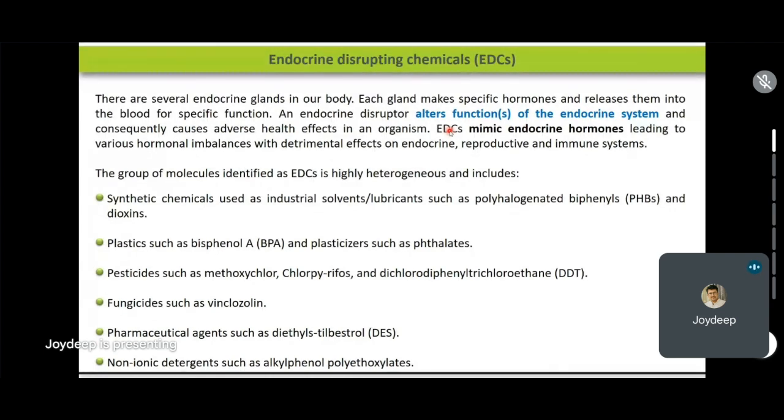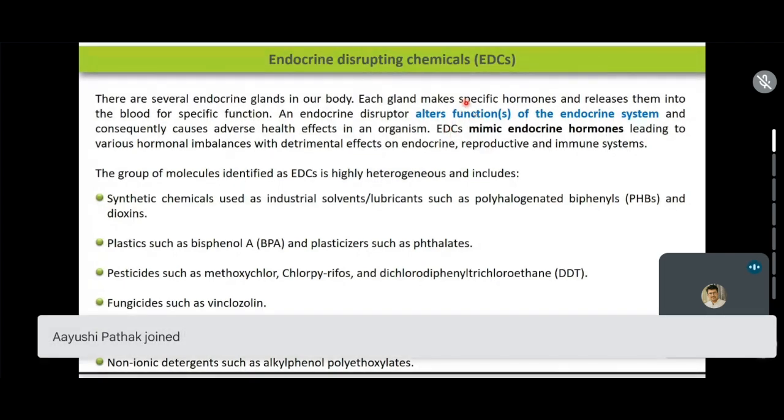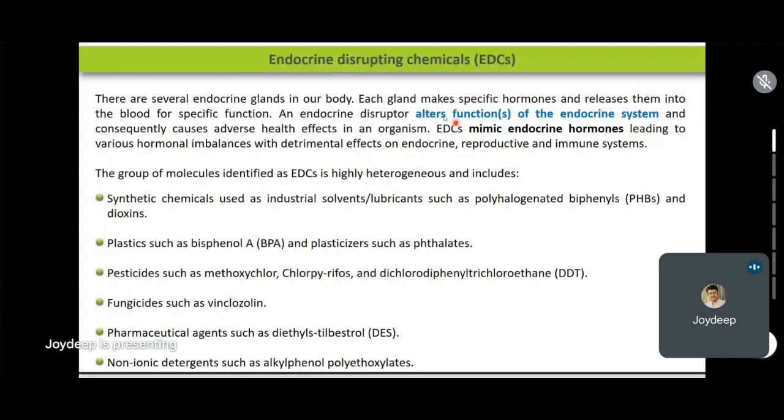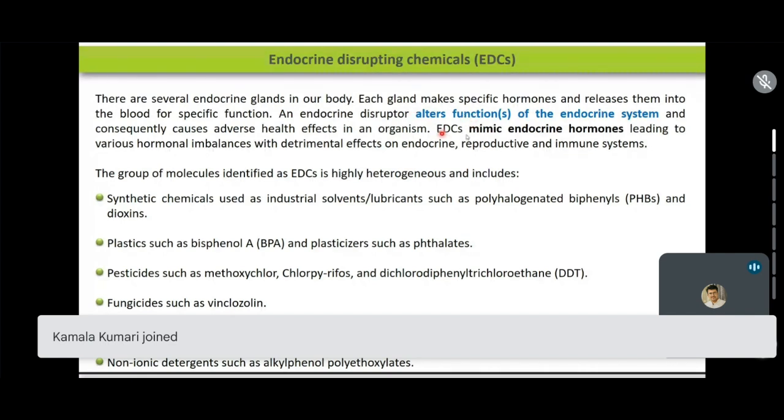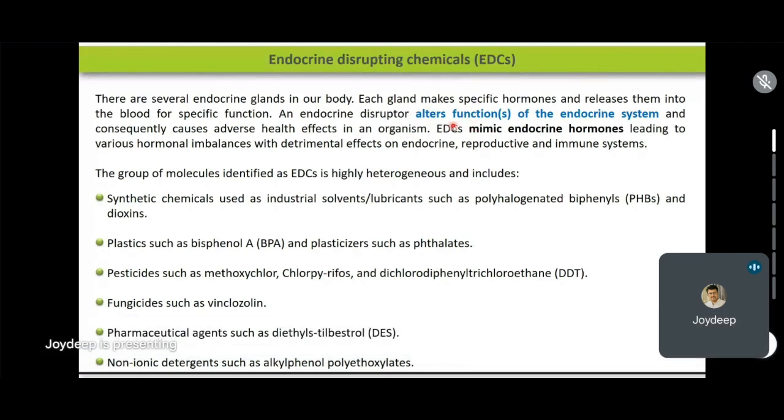It has not been tested yet in human, but it is speculated the same would happen to humans also. So they are so dangerous, they are so adverse that they can even change the gender of the fetus, or can perturb the hormonal balance of the fetus. So that's something we should be highly worried about.